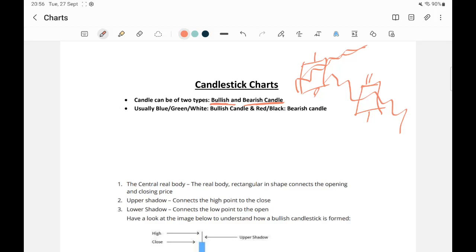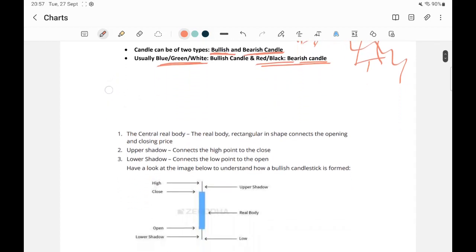As a practice, the green, blue and white colors represent the bull candle, and whenever the color is red or black, that is called the bearish candle. There is no hard rule. You can follow it or not, but as a standard practice, whatever blue, green or white candle we see, we understand it as a bullish candle. In the same manner, if you see a candle in red or black, we consider it a bearish candle.